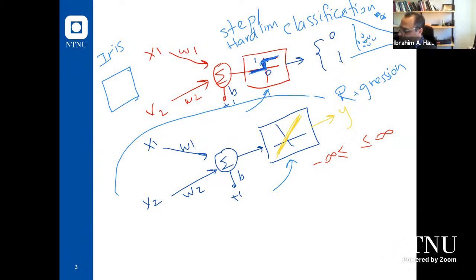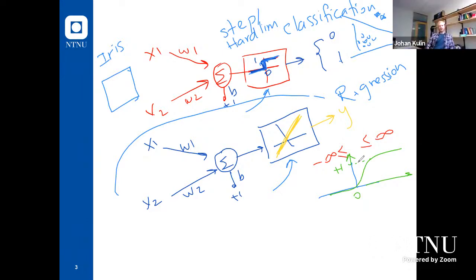Maybe someone else will say, no, I don't want to use this hard limit function, and I want to use sigmoid. So I want to use this function. Do you see it? So what will be the output? What will be the value of the output? When we use this function, what will be the meaning of the output?